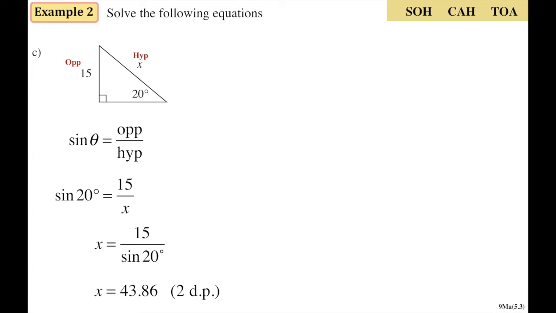And so now I've put the answer on the screen. So with our 20-degree angle, we had the opposite and the hypotenuse, which made it a sine question. So sine 20 is 15 over x. X is on the bottom. Let's play switchies. So x is 15 over sine 20, or 43.86 if we round that to 2 decimal places.